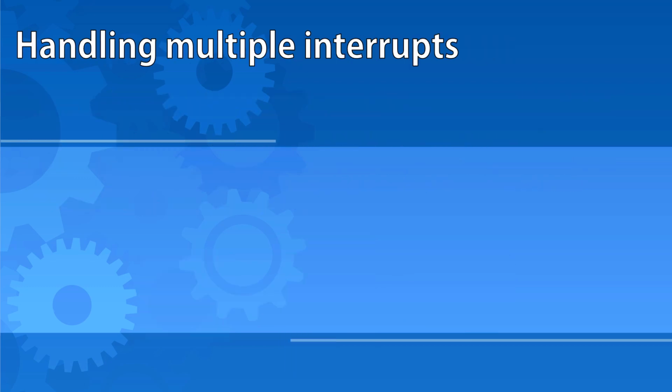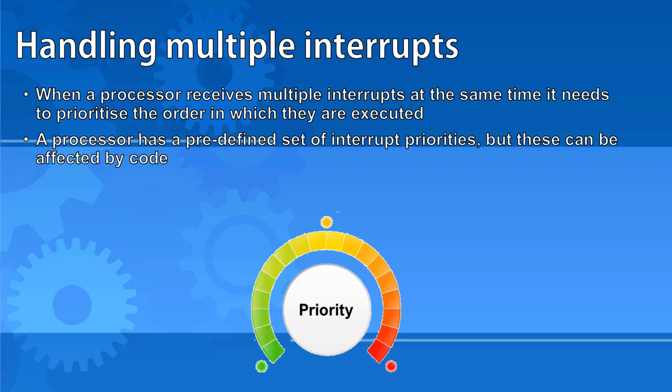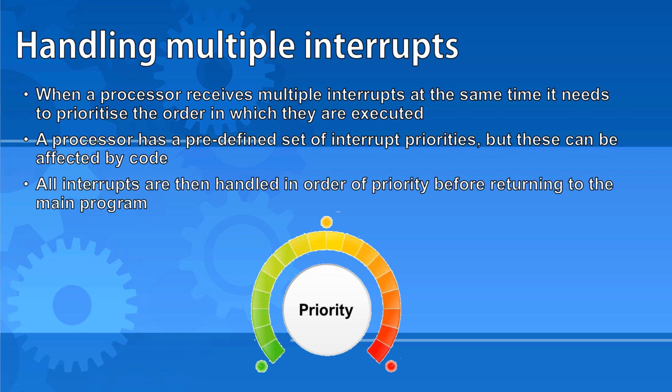When a processor receives multiple interrupts at the same time, it needs to prioritize the order in which they are executed. Most processors have a predefined set of interrupt priorities, but these can be affected by code. All interrupts are then handled in the order of priority before returning to the main program.